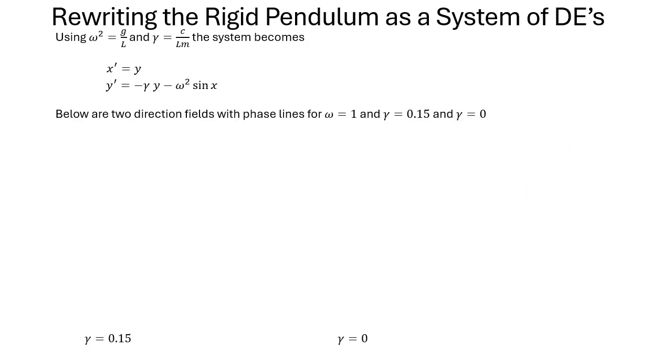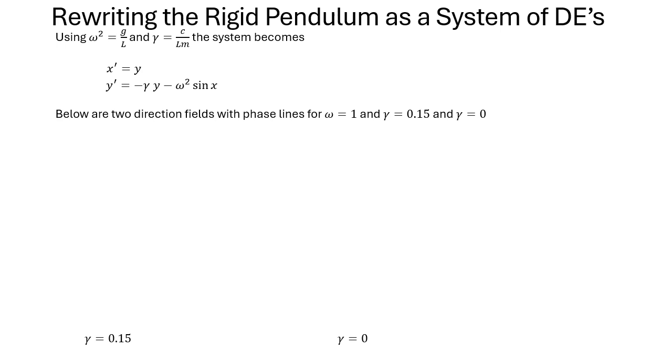Simplifying the equations so that the constants are represented by single characters, in this case, omega squared is equal to gravity divided by length, and gamma is equal to drag over length times mass. The system of differential equations can be written in a simpler form as x prime is equal to y, and y prime is equal to negative gamma times y minus omega squared times sine x.